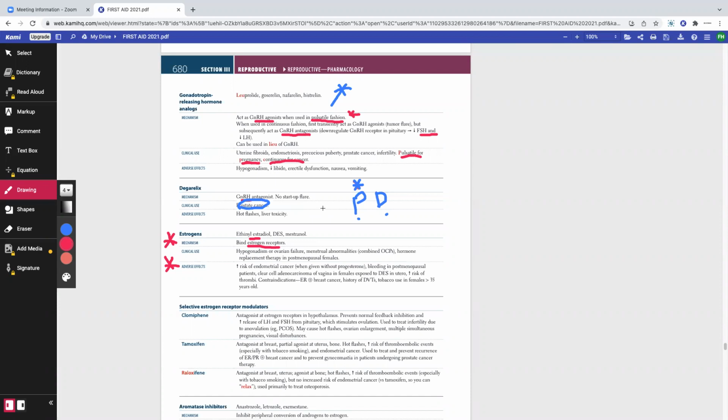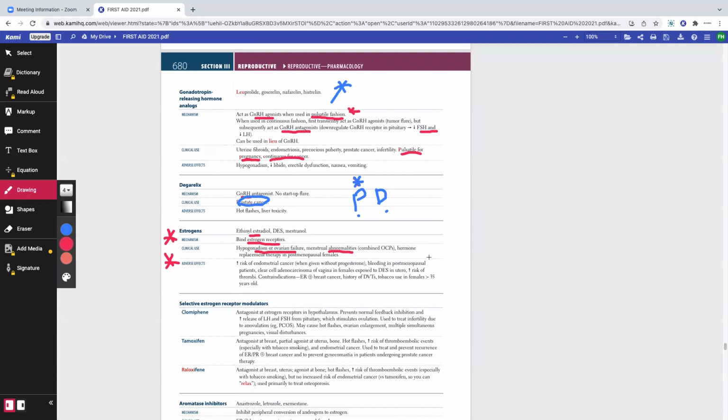We get less, very good. So we can use this in OCP in a combined method with progesterone. So that's how OCPs usually work. So that's it. Another thing over here is that estrogen can also be used for ovarian failure or menstrual abnormalities.